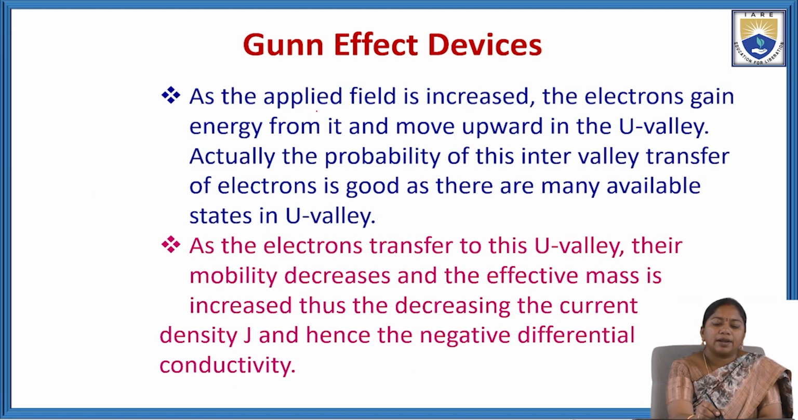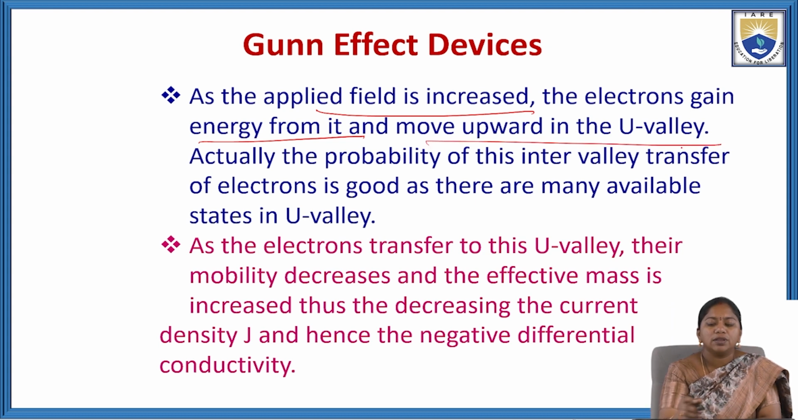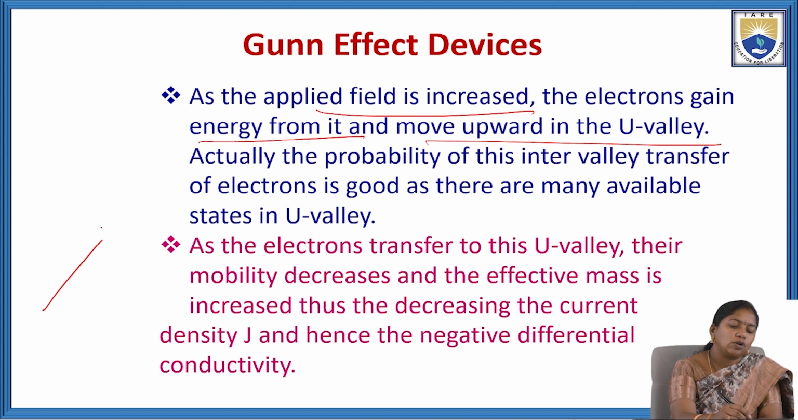As the applied field is increased, the electrons gain energy from it and move upward in the U valley. At low electric fields, most of the electrons occupy the states in the lower valley. If the applied electric field is increased, the electrons gain energy from it and make a transition in the upward direction.